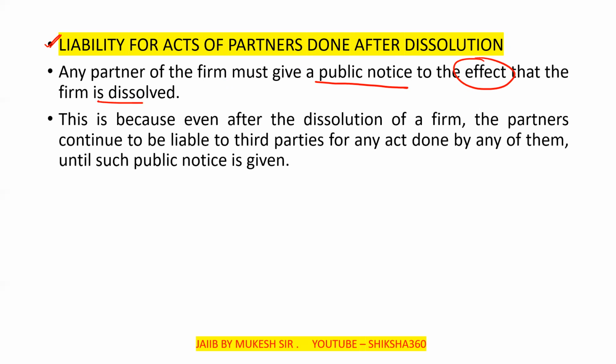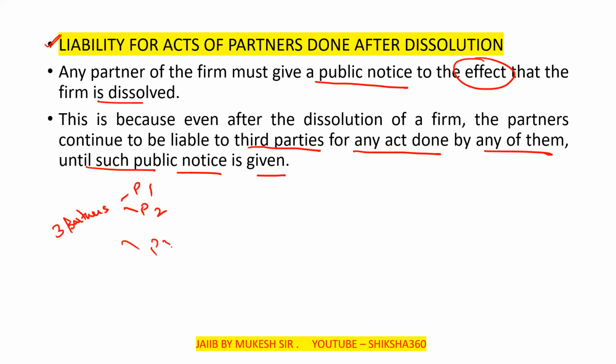This is because even after the dissolution of the firm, the partners continue to be liable to third parties for any act done by any of them until such public notice is given. If it is not given, say there are three partners, P1, P2, P3. P1 and P2 are working properly and are genuine persons, but P3 always insists on doing frauds.